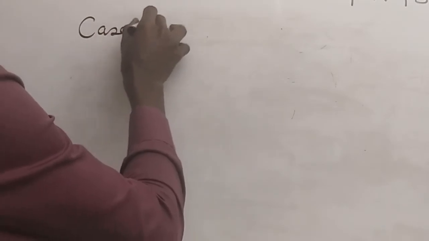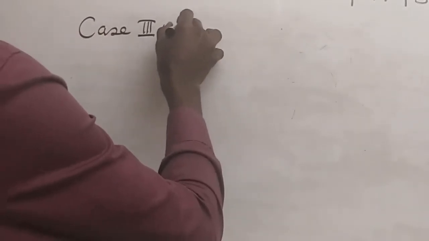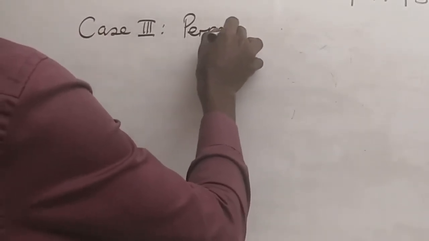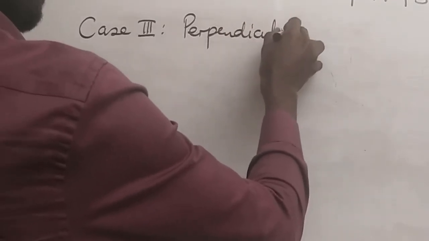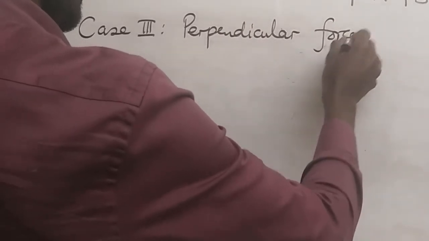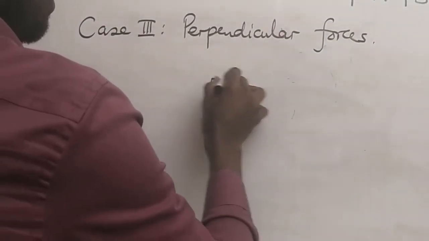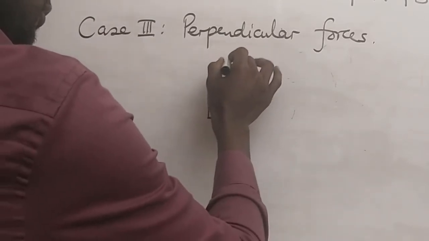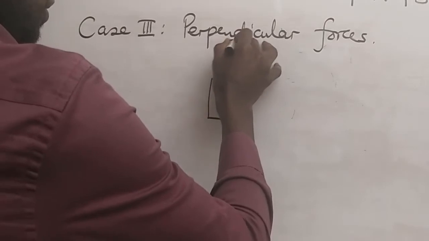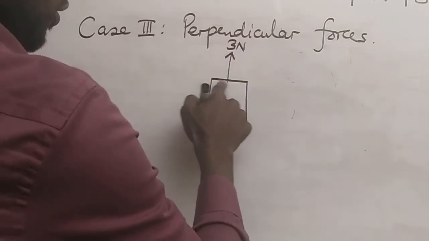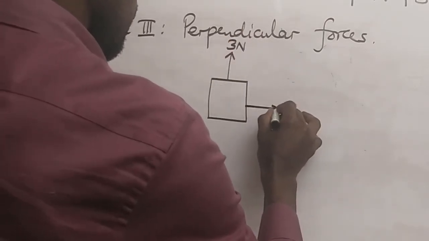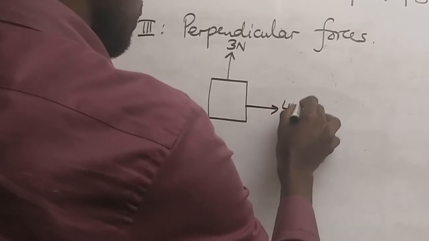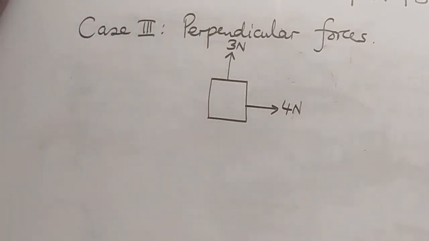So case 3, where the forces are acting perpendicular to each other, perpendicular forces. So you may have different scenarios, like look at this case. I have a force of 3 newtons acting on that body, and then here we have 4 newtons. Okay, so what is the resultant force?